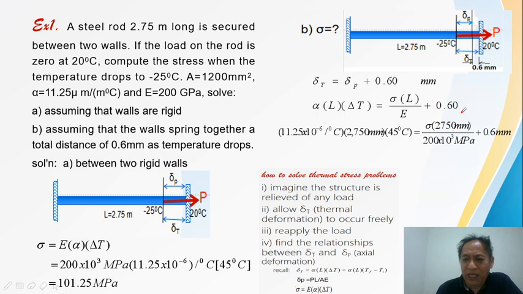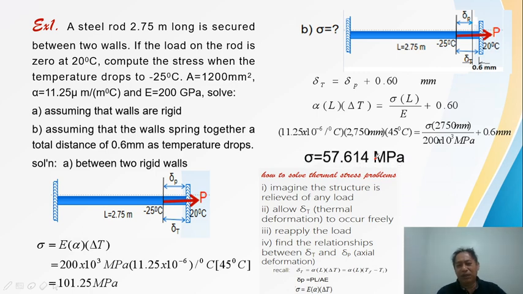Okay, so millimeters will be out, correct? The degree Celsius will also be eliminated. The unit left is megapascal, and this is the value for your stress when calculated. What is the value? Okay, so you have the answer of 57.614 megapascal.